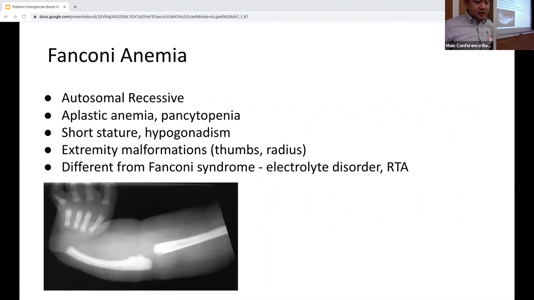All right, so Fanconi anemia is autosomal recessive. You get aplastic anemia and pancytopenia. You have short stature and hypogonadism. You have some extremity malformations, and oftentimes you will be missing a radius, kind of like this. And again, it's different from Fanconi syndrome, which is associated with RTAs and electrolyte disturbances.